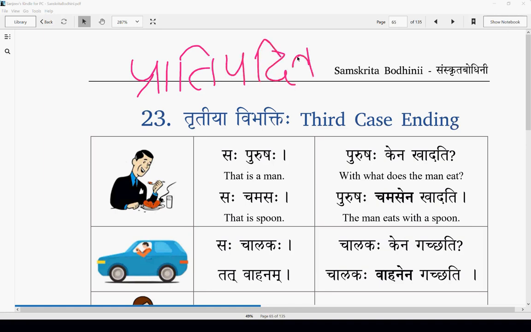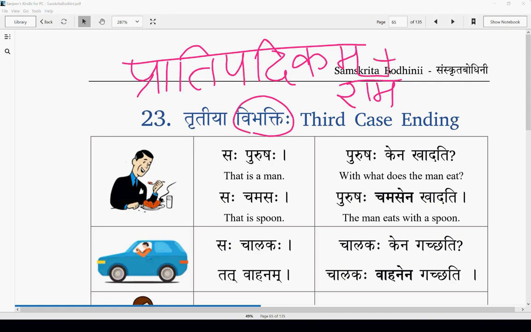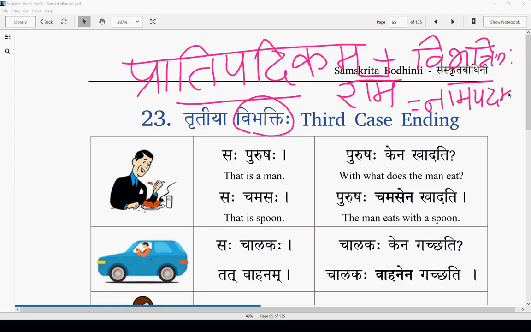The base form of a noun is called Pratipadikam, like Rama, Sita, Krishna, Nadi, etc. These are base forms. Now to that, when we add a Vibhakti suffix, then it becomes a Namapadam. Pratipadikam plus Vibhakti Pratyaya, Pratyaya means suffix or affix, becomes Namapadam. And Namapadam is a noun. That is what is used in a sentence.